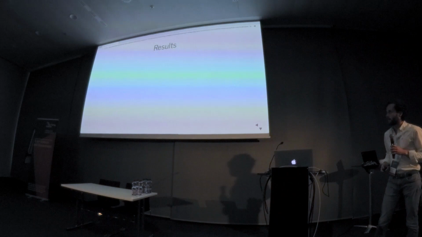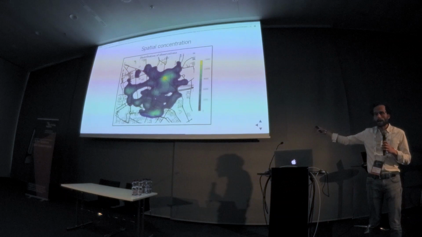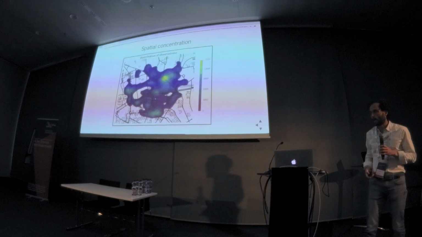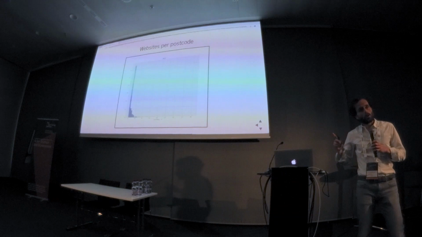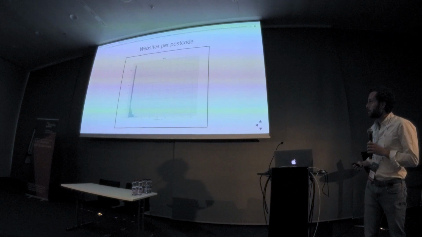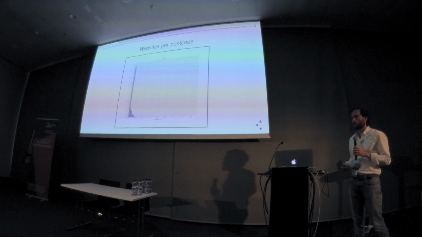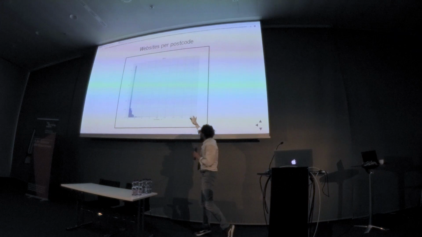So we start by plotting our results, and for people who are familiar with the neighborhood, this is not surprising. This is where most of the activity takes place. I'm not going to focus on this. I'm going to focus on this element, though. We also plotted the number of websites per postcode just to understand the spatial distribution of this activity. And everything looks fine, apart from this outlier that you can't really see here.